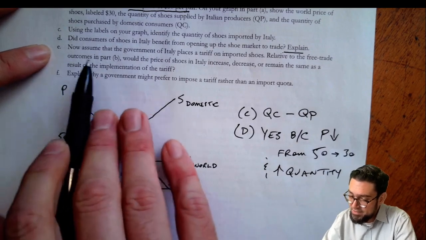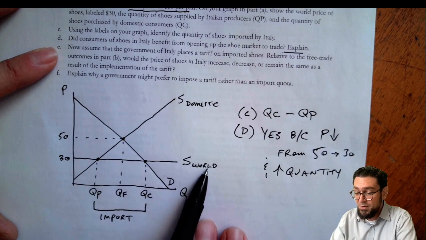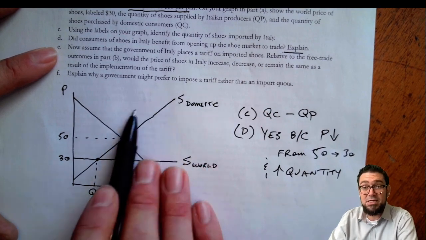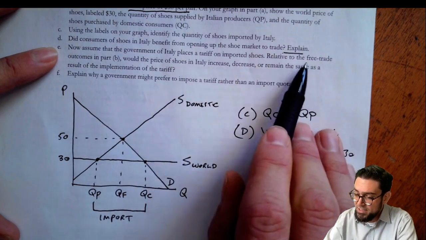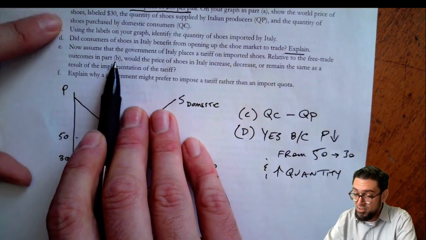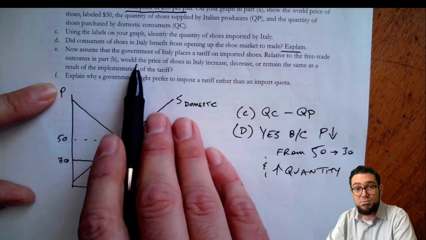Now it says part E. Now assume that the government of Italy places a tariff on imported shoes. So they make the world shoes more expensive. They're going to leave the supply curve for the domestic shoes alone. That's because tariffs only apply to the imports. So relative to the free trade outcomes in part B, which is all this other stuff, is the price going to increase, decrease, or remain the same as a result of implementation?